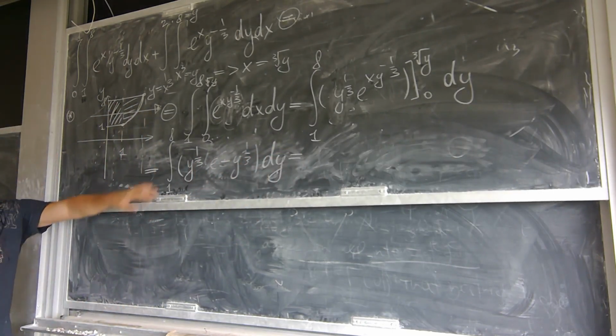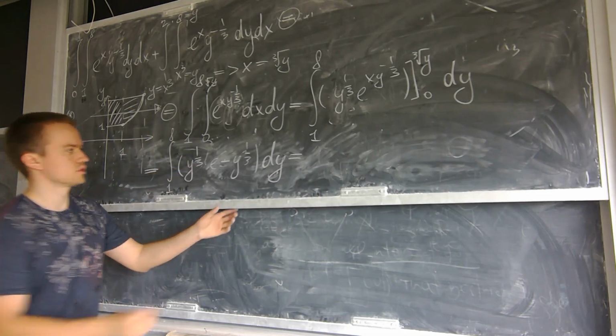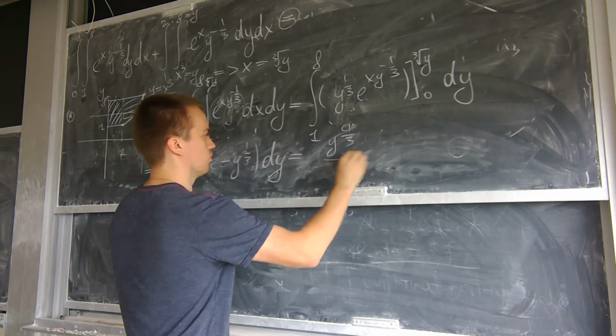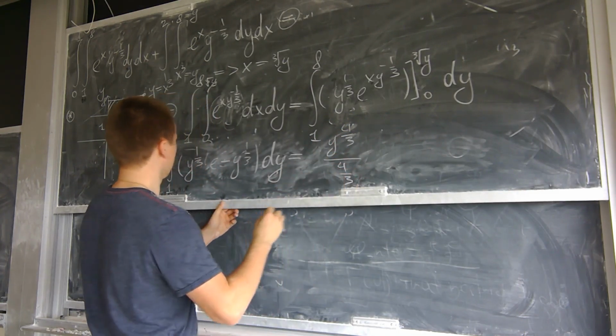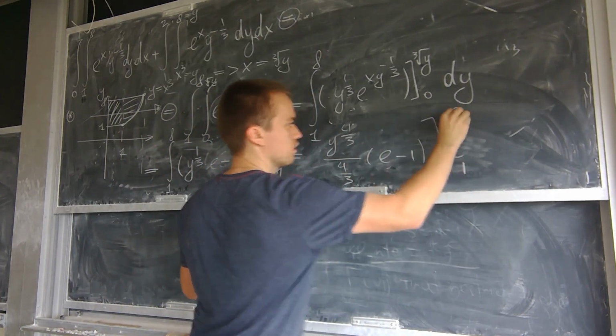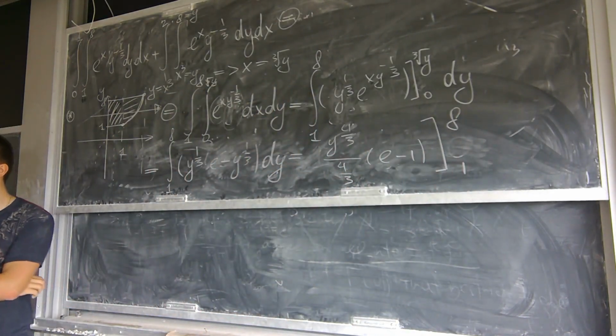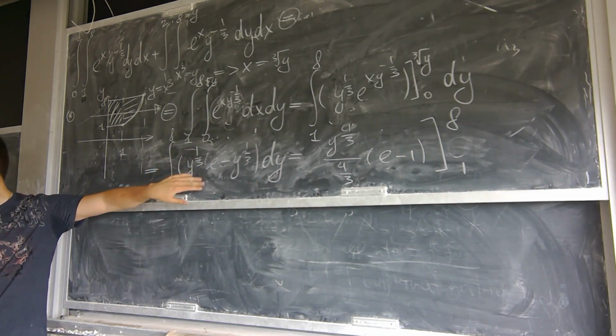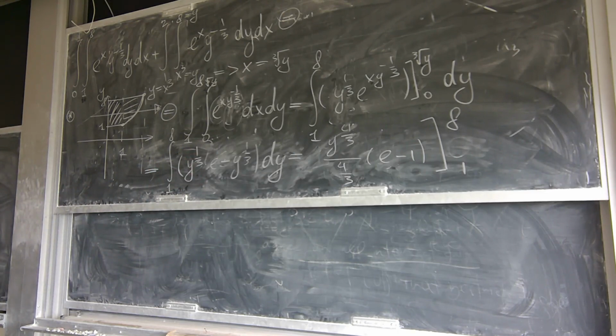And this integral you can compute by factoring out y to the 1/3 and finding the integral. So it's equal to y to the 4/3 over 4/3, times e minus 1, from 1 to 8. Okay, thumbs up if you got this. Do you have any questions about this problem?